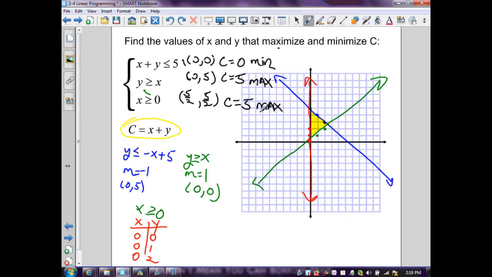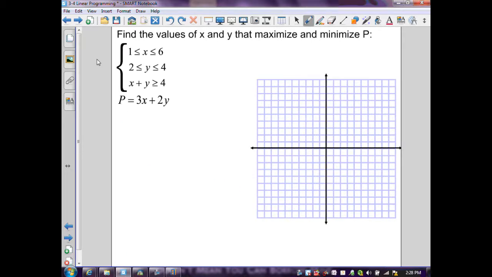Other problems will give us constraints that only give us a minimum or a maximum, and another point might be neither. Let's take a look at another linear programming problem. Again, they want us to find the values of x and y that maximize and minimize p. Our constraints: x is between 6 and 1, y is between 2 and 4, x plus y is greater than or equal to 4, and our objective function p equals 3x plus 2y.